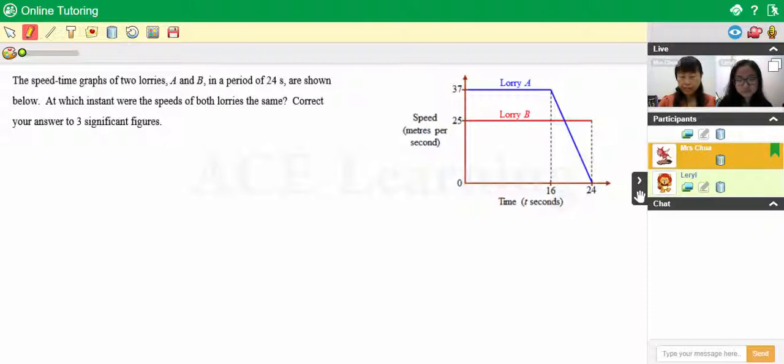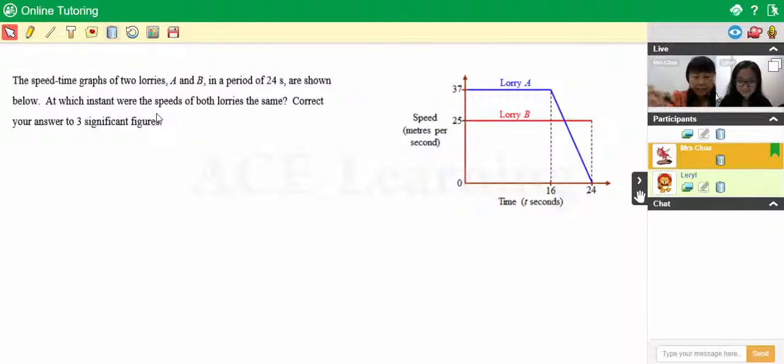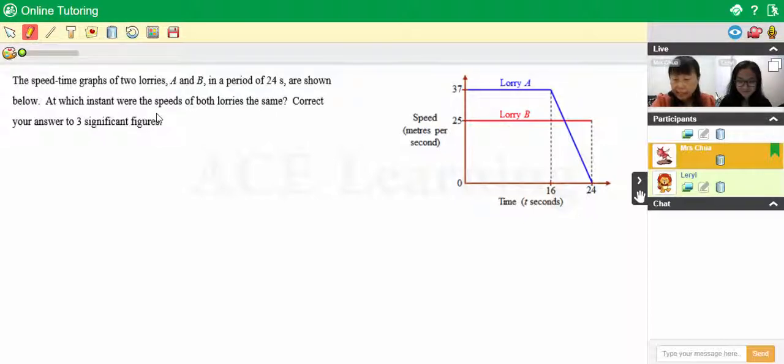So we're going to do two things. First, study the given graph and see how much information we can extract from it. And then using the graph, pinpoint the spot where the speeds of both lorries are the same. Let's take a look at this period. Are you able to tell me the speed of lorry B? 25 meters per second. Yes. How about lorry A? 37 meters per second.